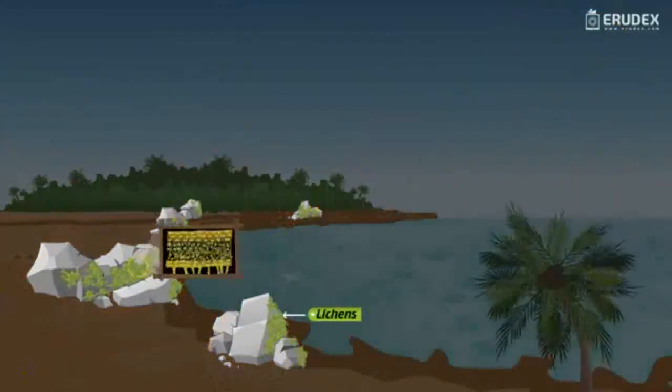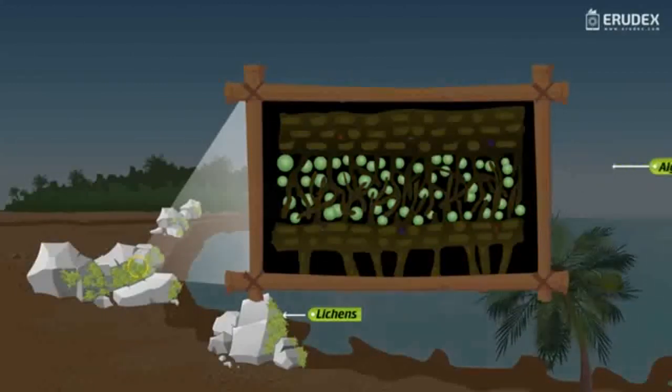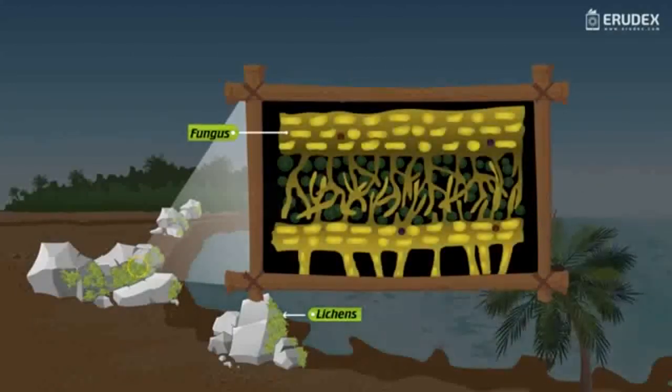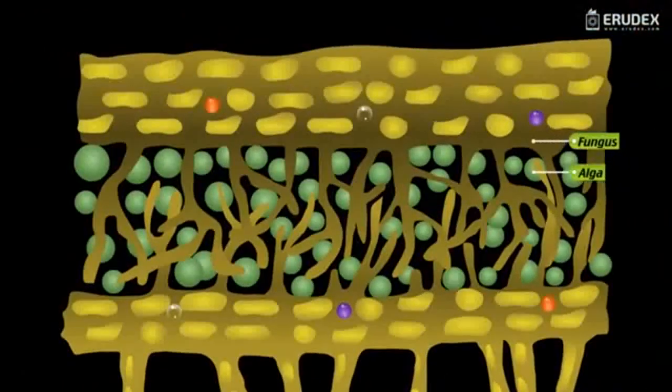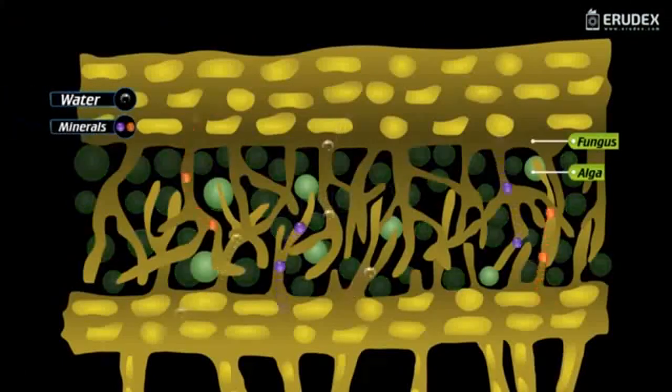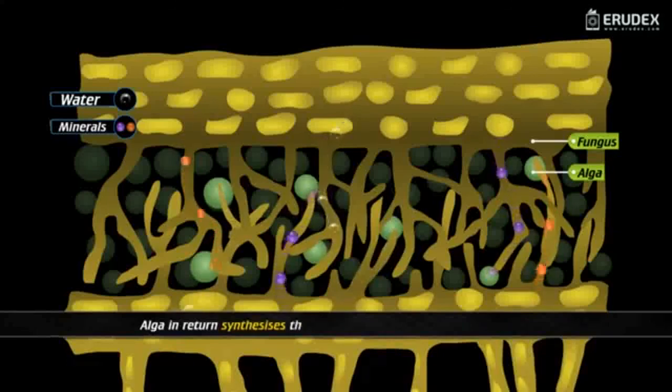Lichens are the organisms in which algae and fungus live together to share the necessary factors. Fungus provides shelter, water and minerals to algae. Alga, in return, synthesizes the food by the process of photosynthesis and provides food to fungi.